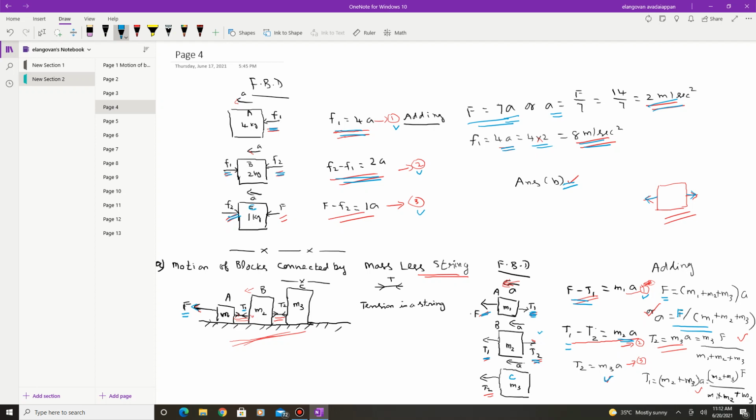Now, if we substitute the value of A in equation 3, T2 is equal to M3A, which is equal to M3 F divided by M1 plus M2 plus M3. And if we substitute this T2 in equation 2, you can find T1, which is equal to M2 plus M3 times A, or M2 plus M3 F divided by M1 plus M2 plus M3.